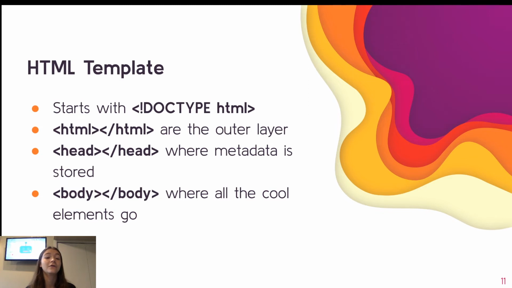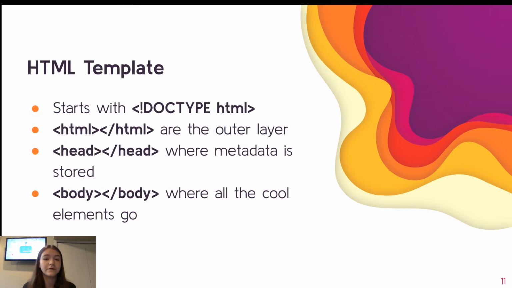Then we have our outer layer of HTML tags. This is where absolutely everything goes. And then inside of that we have our head tag. This is where metadata is stored. Metadata seems like a complicated word, but we'll focus more on this head tag during our CSS and JavaScript lessons, so don't worry about that too much for now. But the thing that we are going to cover today is the body tag. And very professionally put, this is where all the cool elements go. This is where our headings are going to go, our paragraphs, our images, our links, all of that great stuff is going to go in the body.